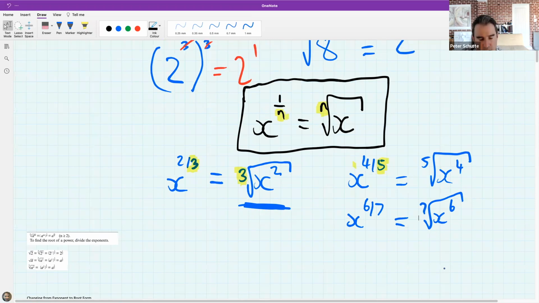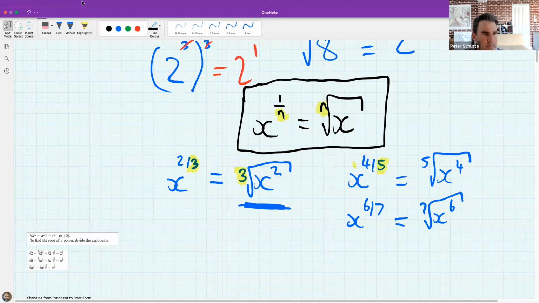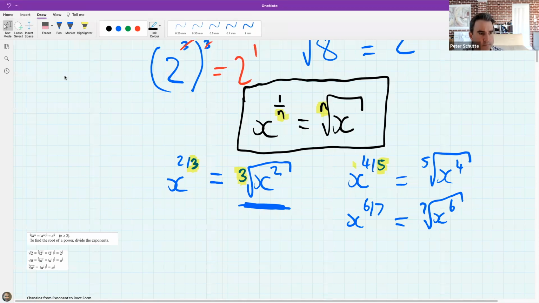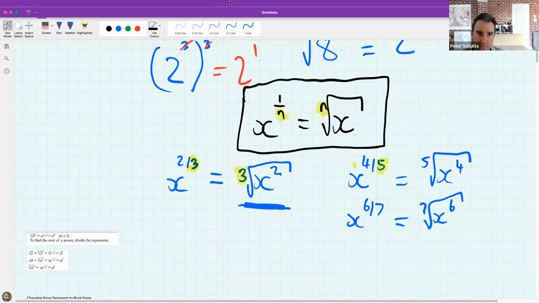Okay. So if I take this idea, just again, give me a thumbs up if you're comfortable. Give me a thumbs down if you're feeling a bit unsure. For now, all we're doing is playing with the notation.